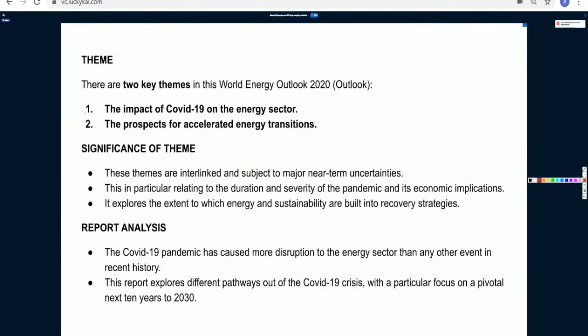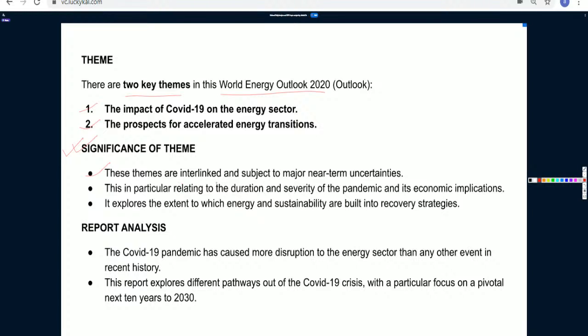So the themes are the impact of COVID-19 on the energy sector, and second, the prospects of accelerated energy transition. There are two key themes of the World Energy Outlook 2020. We are going to discuss these two themes today. The impact of COVID-19 on the energy sector. Second, the prospect of accelerated energy transition. What is the significance of these themes?